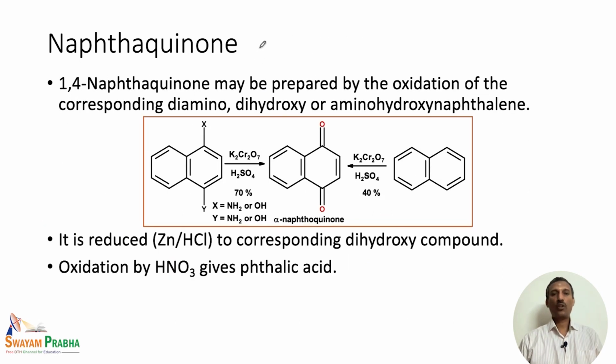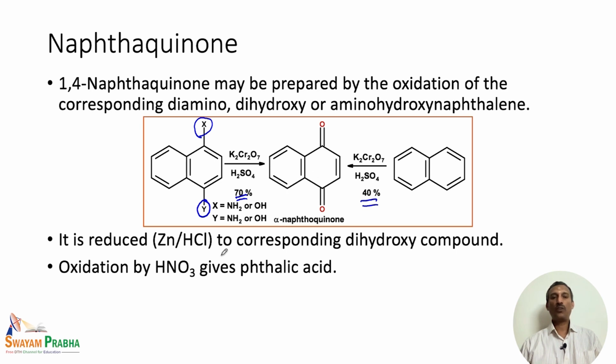When we look at the next compound, which is naphthoquinone, the 1,4-naphthoquinone may be prepared by the oxidation of the corresponding diamino, dihydroxy, or amino-hydroxy naphthalene. If it is diamino, where X and Y are both amino groups, oxidation gives the naphthoquinone, or we can also use dihydroxy derivatives, or one of them is amino and the other is hydroxy. Various starting materials on oxidation with potassium dichromate and sulfuric acid give alpha-naphthoquinone. Even naphthalene on oxidation using potassium dichromate and sulfuric acid gives alpha-naphthoquinone. The only difference is that the direct oxidation of naphthalene gives only 40% of the alpha-naphthoquinone, whereas the substituted amino or hydroxy naphthalenes give a better yield. Here in this case we have around 70 to 75% of the alpha-naphthoquinone.